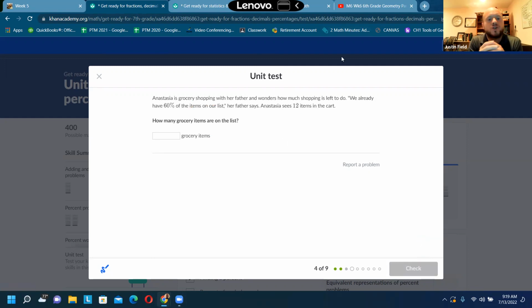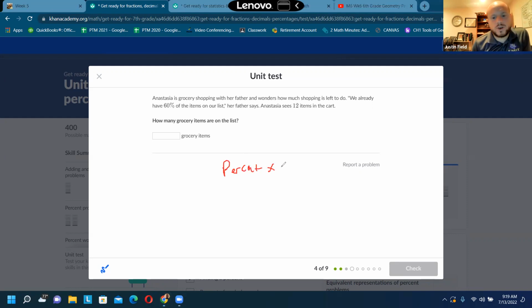Anastasia is grocery shopping with her father and wonders how much shopping is left to do. "We already have 60% of the items on our list," her father says. Anastasia sees 12 items in the cart. How many groceries are on the list? Okay, this leads me to a special point that I'd like to make now. Percent times whole equals part. It's a little equation I like to think of.